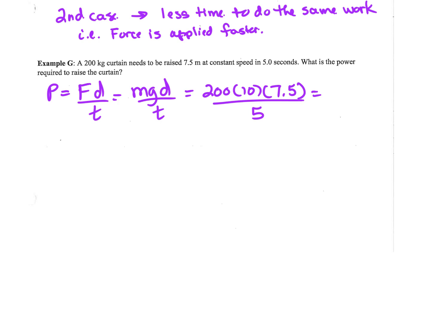So we can manipulate this formula to use what we're given. If we do all of this, we end up with 3,000 joules per second, which is the same as saying 3,000 watts of power is needed to raise that curtain.